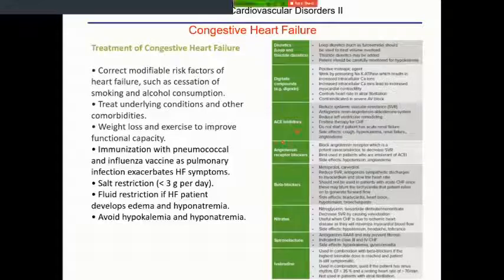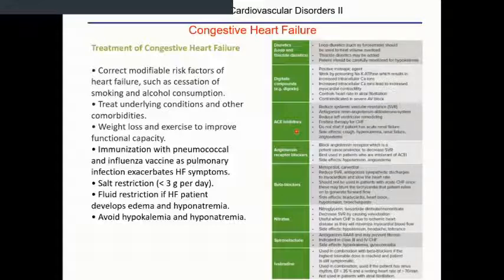ACE inhibitors are also useful because they reduce systemic vascular resistance, and they can also antagonize your renin angiotensin aldosterone system, and of course this will reduce the left ventricular remodeling of the heart.